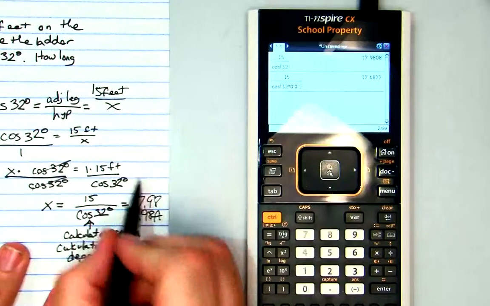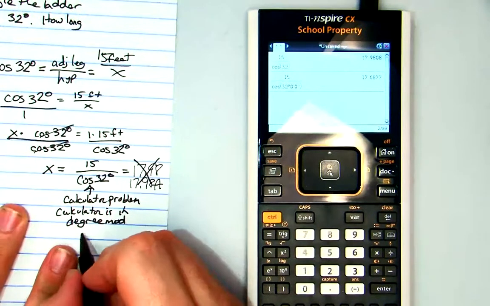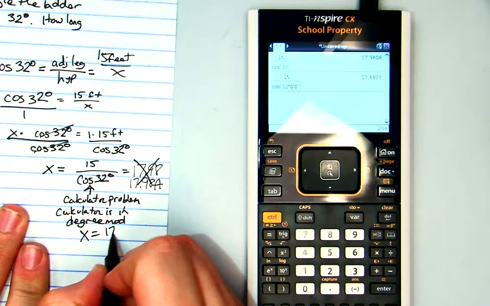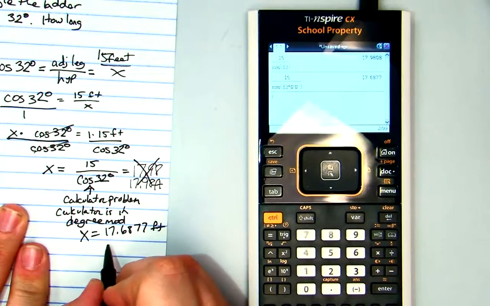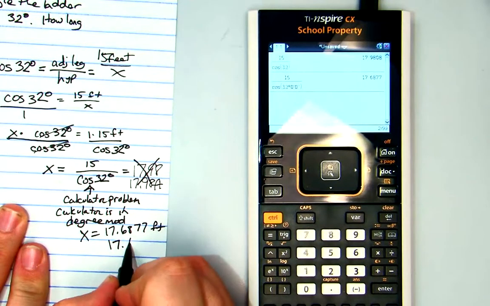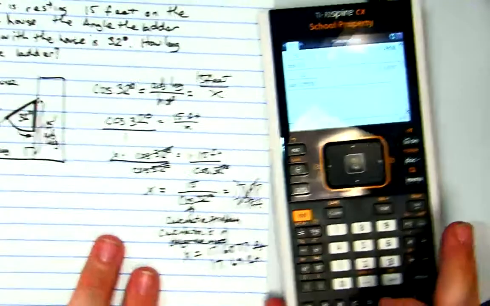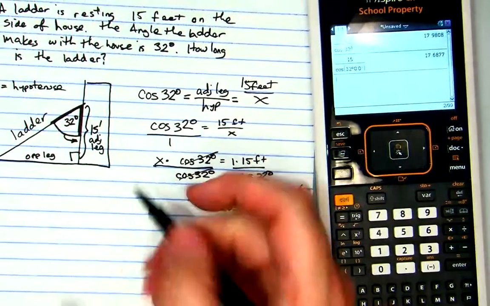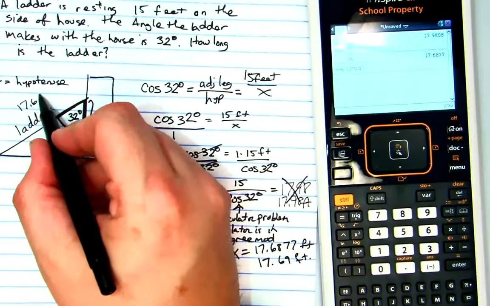So actually, this is close, but it's not accurate. I need x to be equal to 17.6877 feet. And we usually round to 2 places. And my ladder is 17.69 feet.